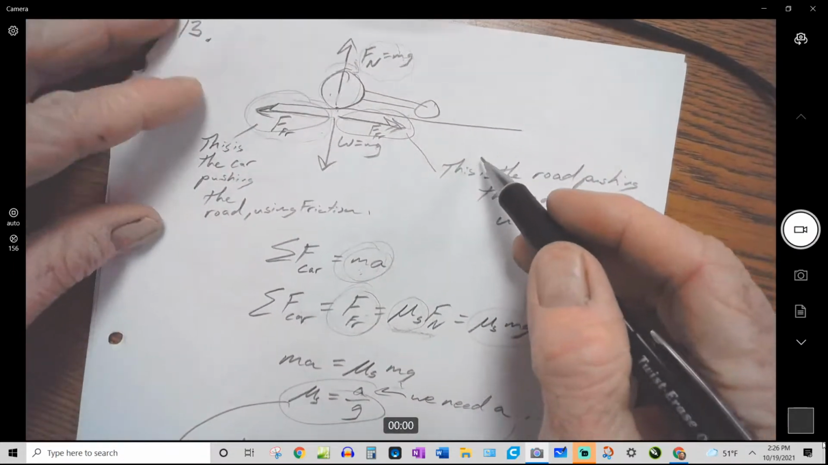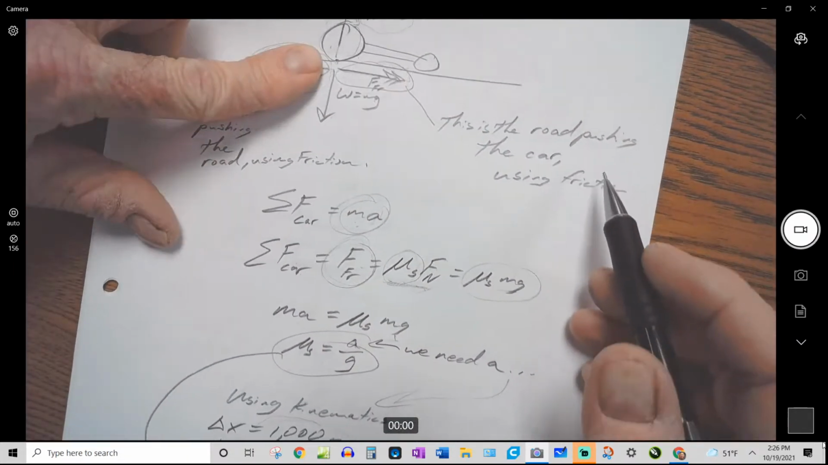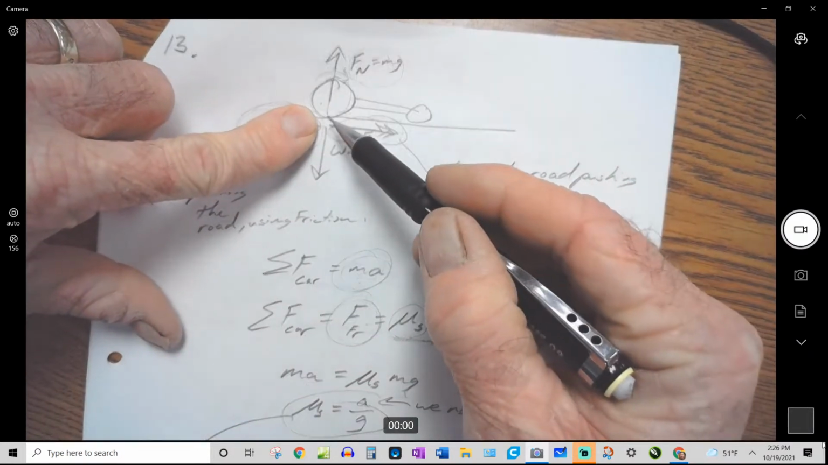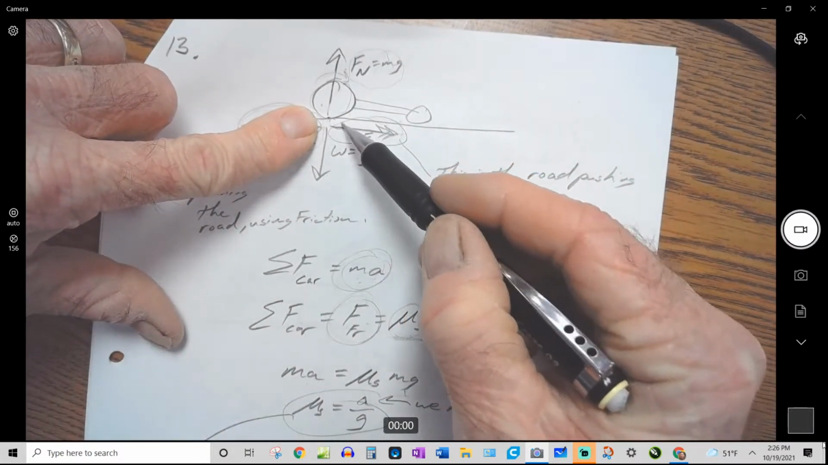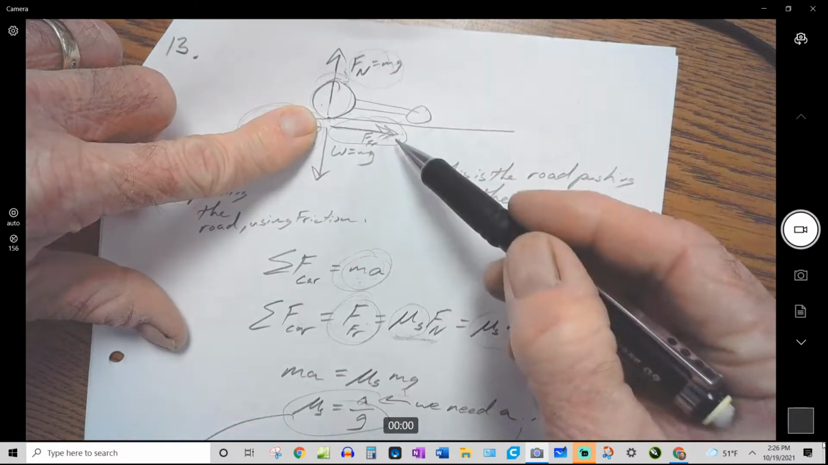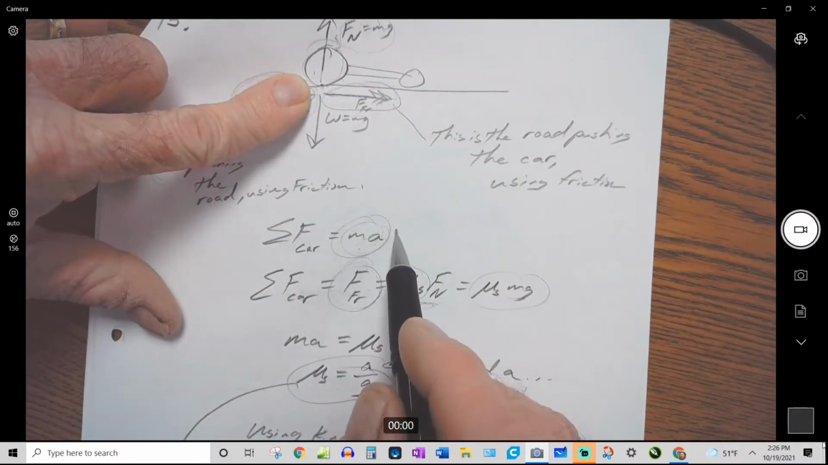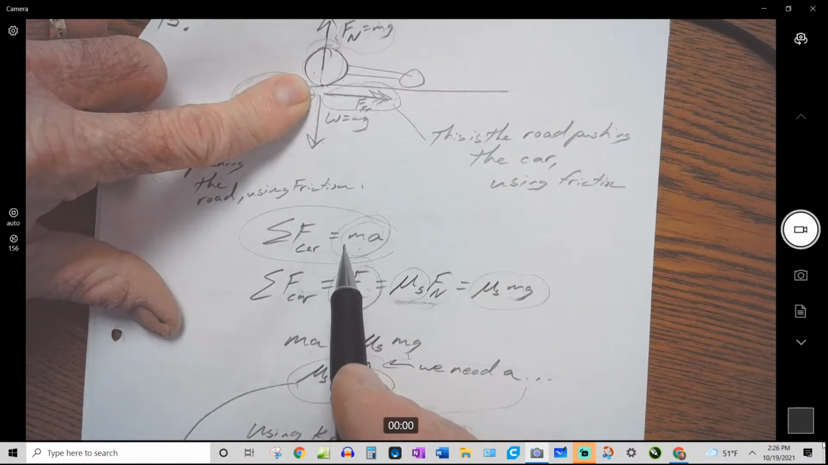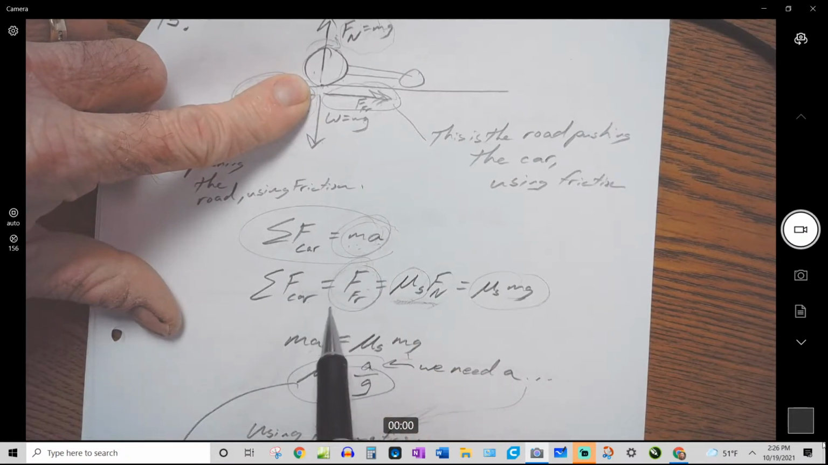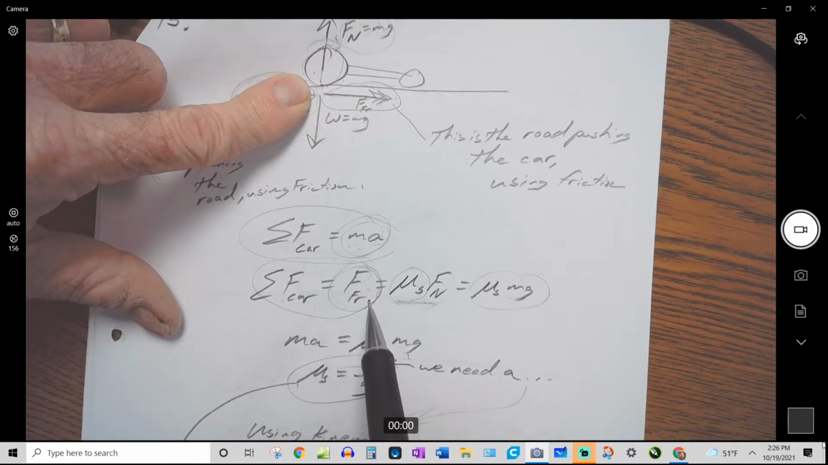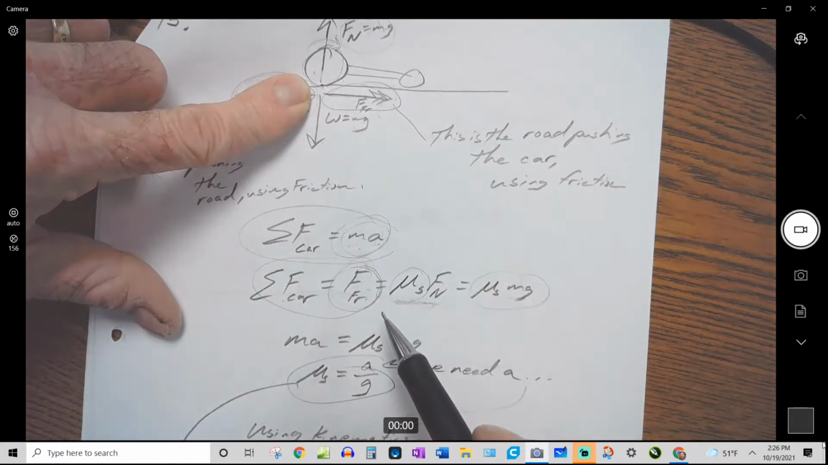So back to this problem. So if you accept the fact that this is pushing the road back, the road's pushing this forward, these are all the forces shown on it. I might as well just go through with the rest of the problem. Here's me writing the net force on the car as ma, Newton's second law. And then here's me writing the net force on the car as the sum of the forces. That's the only force of friction.